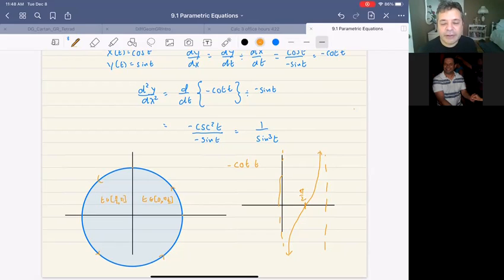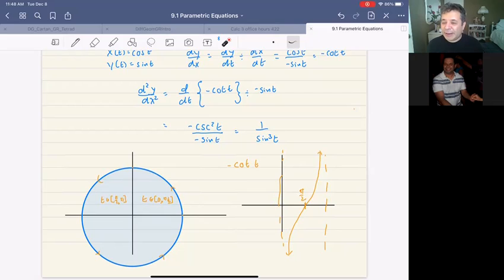Those t values are between pi over 2 and pi. So here, our derivative should be negative. That means as you increase x, your y is decreasing. As you increase in x, as you go in this direction, your y is decreasing.